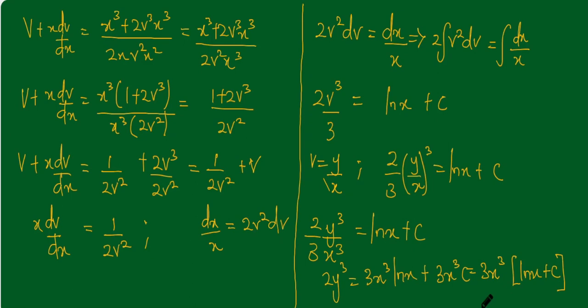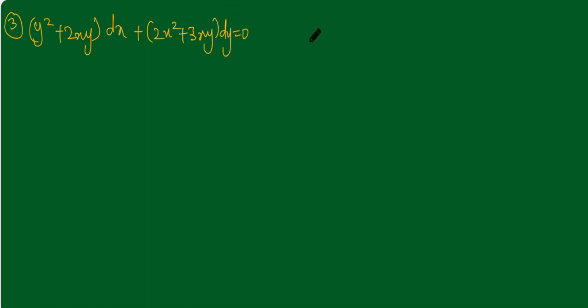So let's take one more example before we wrap up the video. So here's the third example. So we have y squared plus 2xy dx plus 2x squared plus 3xy dy is equal to 0. So this can be very tedious, but let's try as much as possible to decipher this.